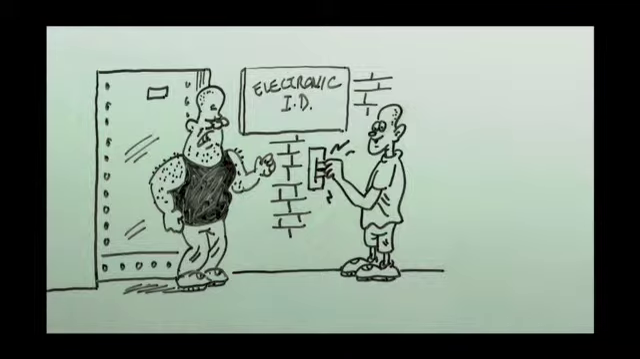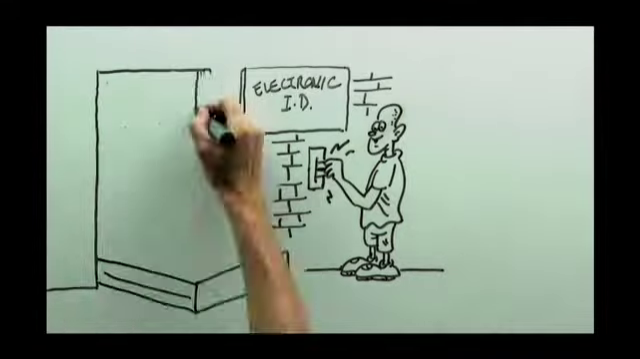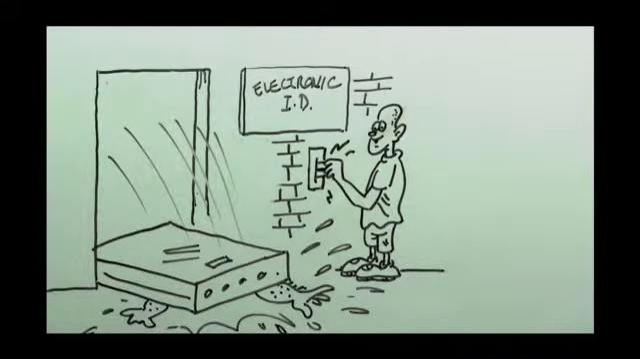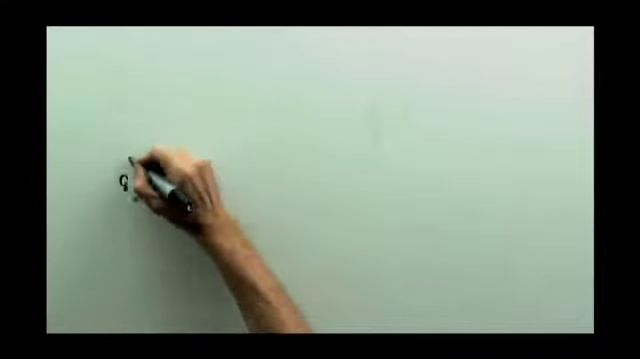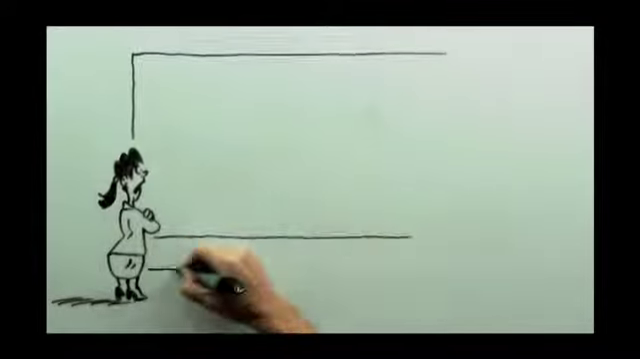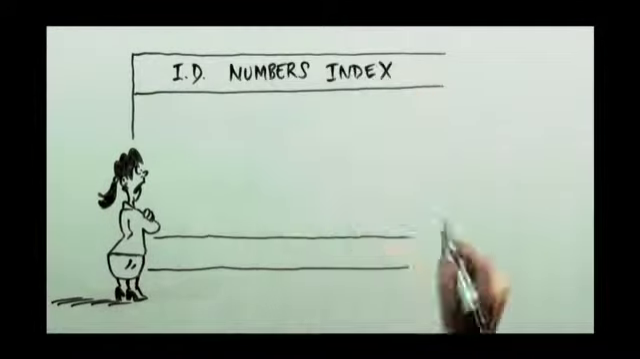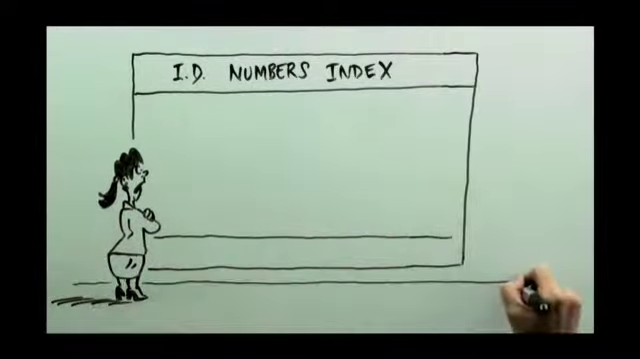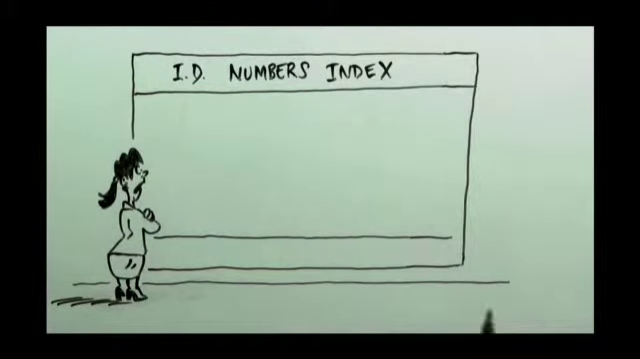Both methods achieve the same objective. They link data about a person where the data is held in different databases. With modern technology, the electronic ID is a much cheaper approach. There's a good reason for this.